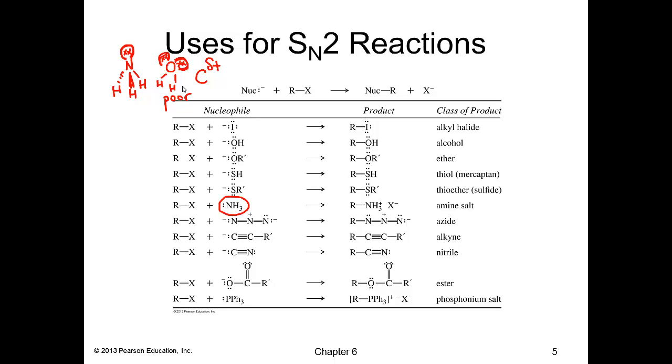Therefore, it cannot attack the delta positive carbon effectively through the formation of a bond by orbital overlapping. Okay, so water is a bad nucleophile. Nitrogen, although it is very electronegative, is less electronegative compared to oxygen. Therefore, the lone pair of electrons is still pretty much available for bonding or nucleophilic attack to the delta positive carbon.